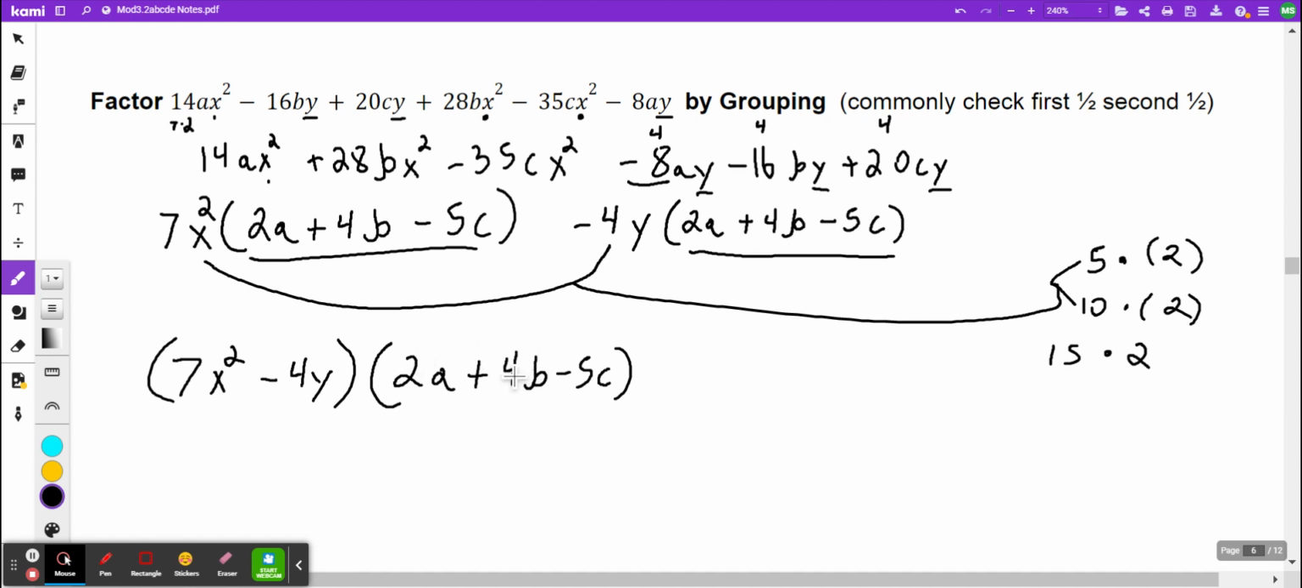All right, guys. That's it for this lesson. This is called grouping. Try to pull out the common factors.